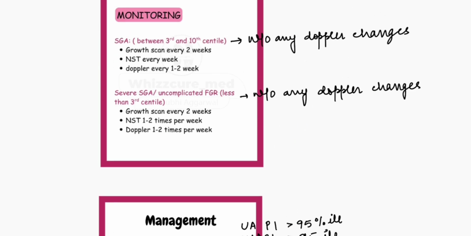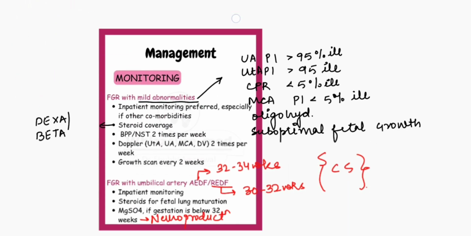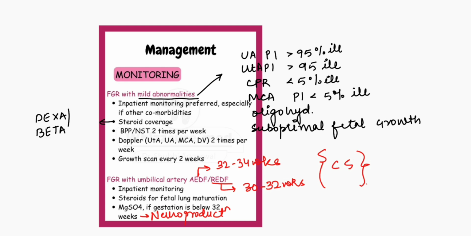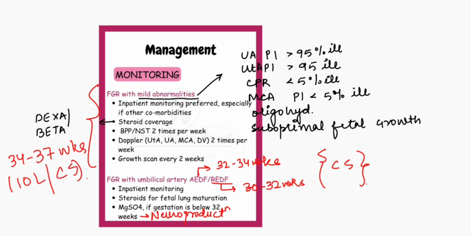If the FGR is uncomplicated, then we can take this pregnancy up till 37 to 39 weeks. And the mode is induction of labor. Then, if there are mild abnormalities present, then we can terminate this pregnancy at 34 to 37 weeks. Both can be done either induction of labor or cesarean section.